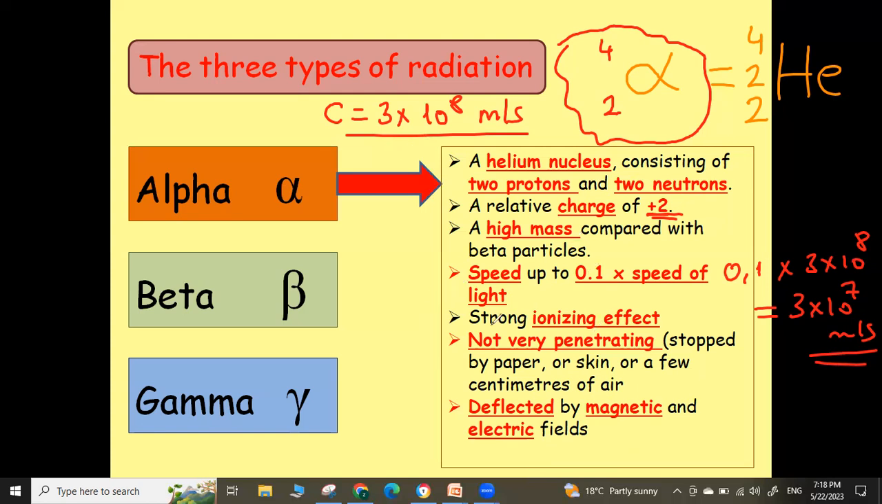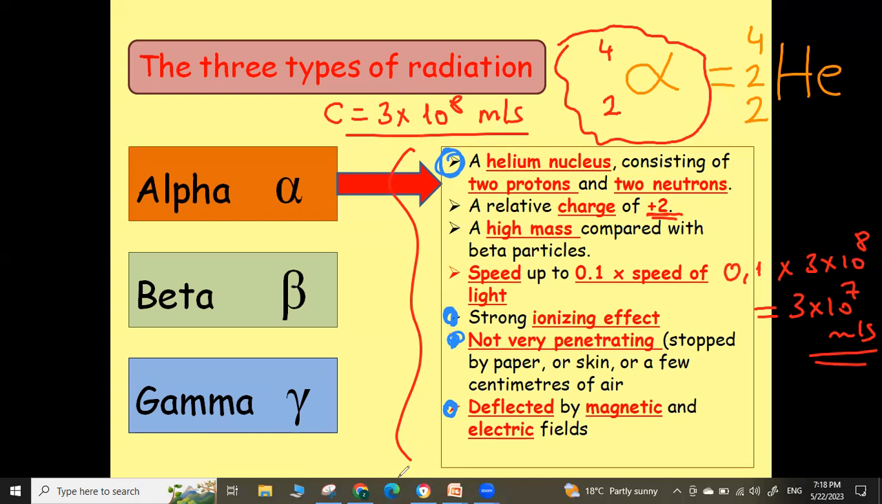So these are the properties of alpha particles. The most important ones are: first, the alpha particle is a helium nucleus, meaning it has 2 protons and 2 neutrons. They have a very strong ionizing effect, they are not very penetrating, and they are deflected by magnetic and electric fields. These 4 properties are very important, and it's very likely to see them in questions.